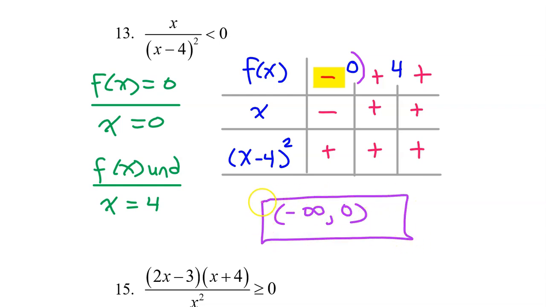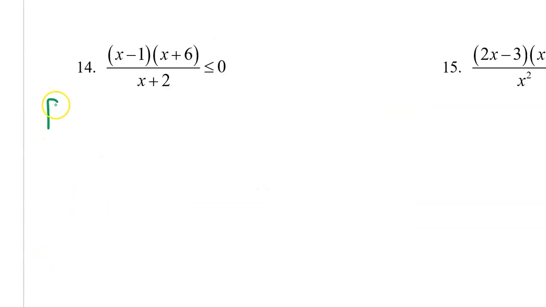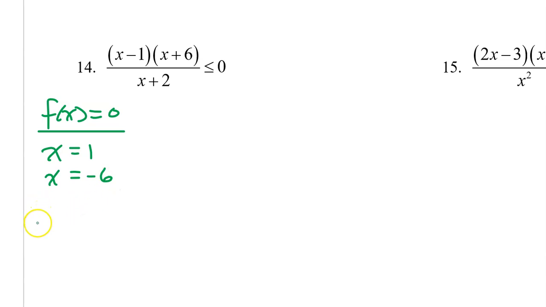So that's it. Easy peasy. Where does f of x equal 0? That's wherever the numerator is 0. So x equals 1 and x equals negative 6. Where is f of x undefined? That's where the denominator is equal to 0. So x equals negative 2.